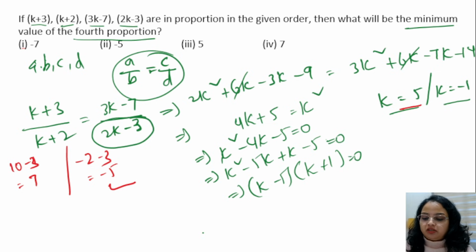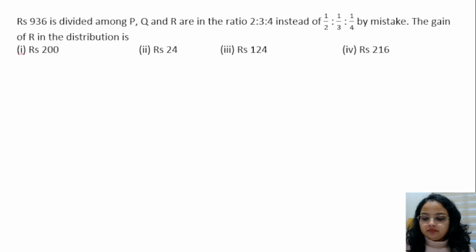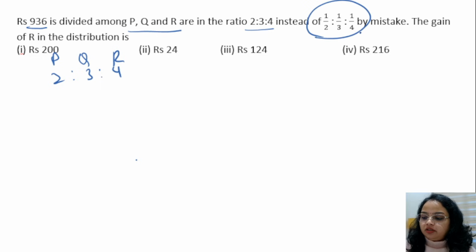So minus 5 is the answer. Second option. Next one. If rupees 936 is divided among P, Q and R in the ratio 2 is to 3 is to 4. See, it is divided in the ratio 2 is to 3 is to 4. This is P, Q and R. Instead of this one, the ratio was 1 is to 1 by 2 is to 1 by 3 is to 1 by 4. How do we solve this?